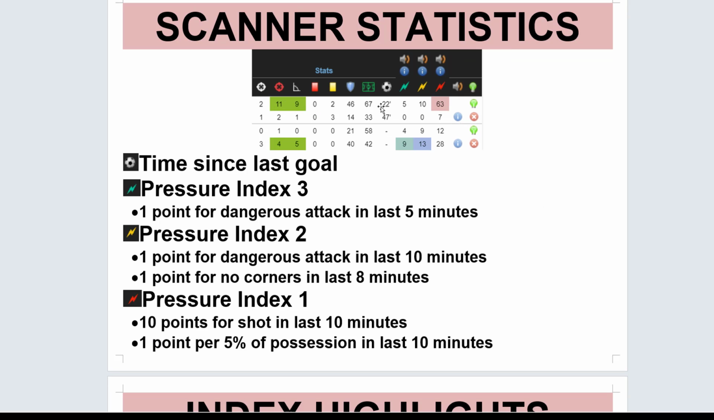It also gives you statistics about the time since the last goal. So in this one, the home team has not scored for 22 minutes and the away team has not scored for 47 minutes. And in this match below, nobody has scored yet.